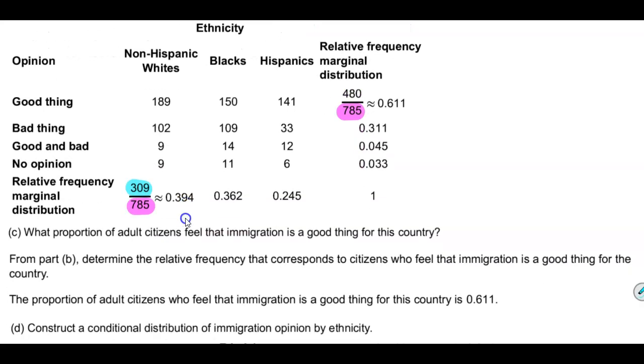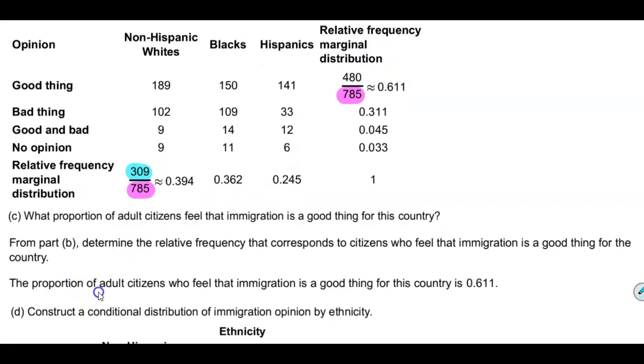Now for part C, it says, what proportion of adult citizens feel that immigration is a good thing for this country? From part B, we determine the relative frequency that corresponds to citizens who feel that immigration is a good thing for the country. So we look at this row up here, and at the end of that row is a value of 0.611 for the relative marginal distribution. Therefore, the proportion of adult citizens who feel that immigration is a good thing for this country is 0.611.